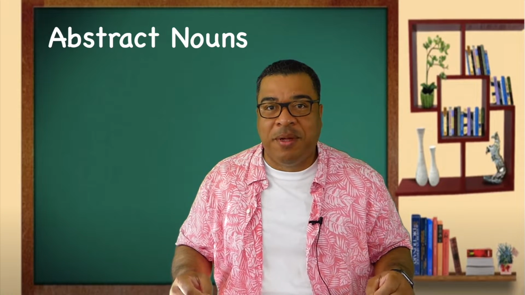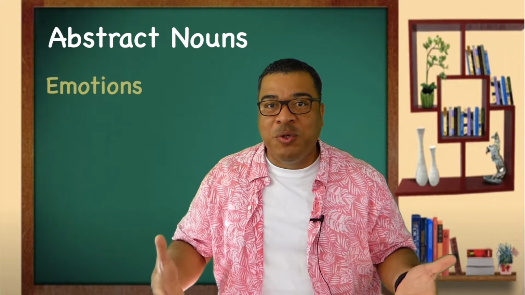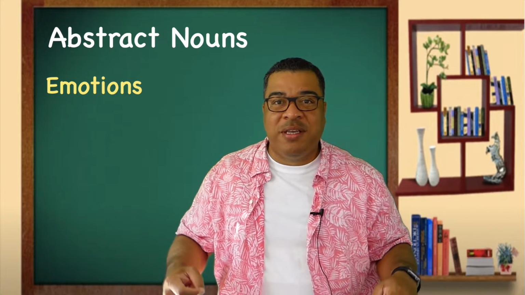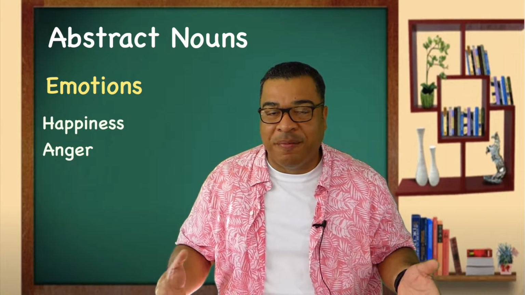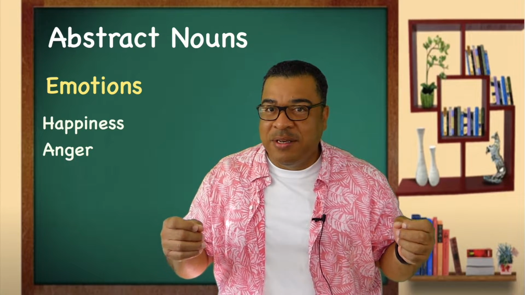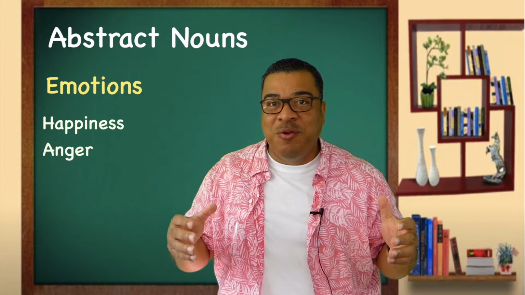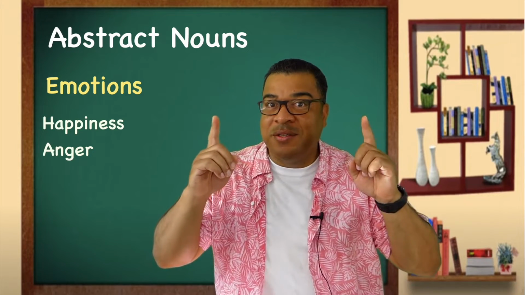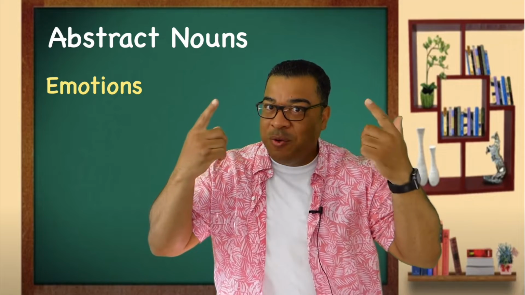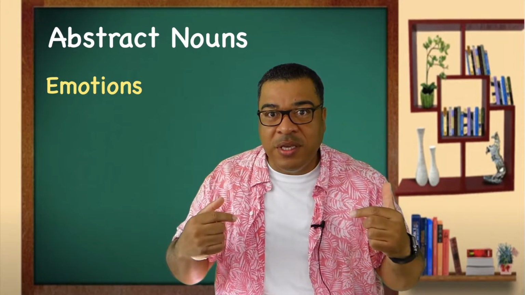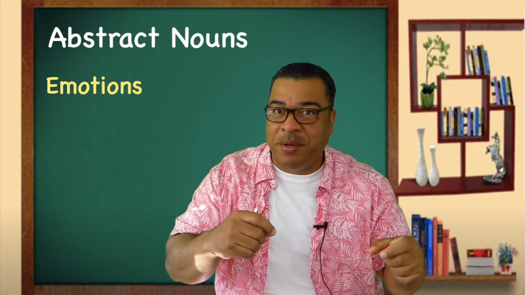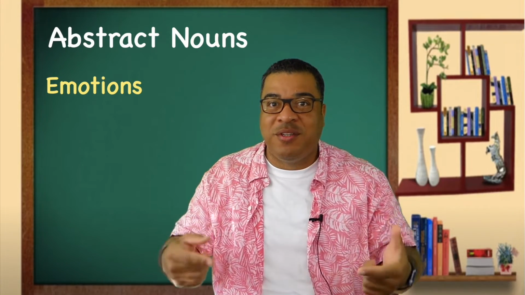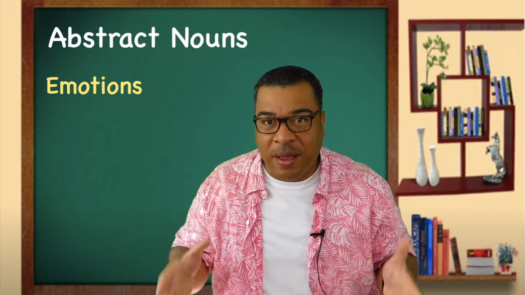Now, I want you to think about something. When I say emotions, this is something that's more of a feeling. So if I say happiness or anger, you can't really see happiness. You can't see anger. You can see someone's face and you can maybe judge, or you can think maybe that person has happiness or that person has anger, but not every person will see the same thing because it is abstract.